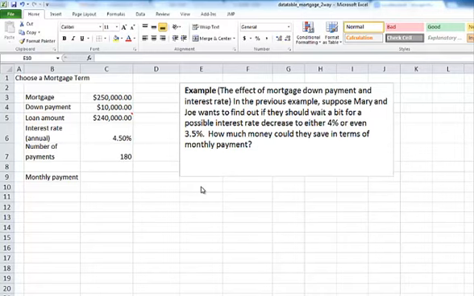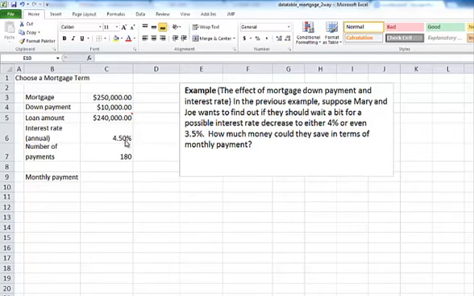In this example, we learn how to use two-way data table. In the previous example, we have used one-way data table to calculate for this couple, Mary and Joe, their monthly payment for different amount of down payment. Now, Mary and Joe in this problem want to find out if they should wait a little bit for a possible decrease in the interest rate to either 4% or 3.5%.